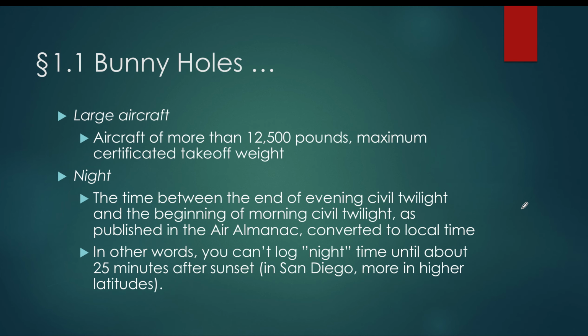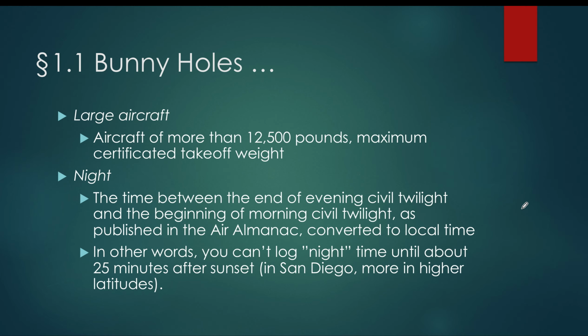Okay, let's keep going down these bunny holes. They talk about a large aircraft that's more than 12,500 pounds. That's one of the requirements to have a type rating: you must have a type rating for a large aircraft, and that's what a large aircraft is. That's also where they define night. They define night as the time between the end of evening civil twilight and the beginning of morning civil twilight, as it is converted to local time.